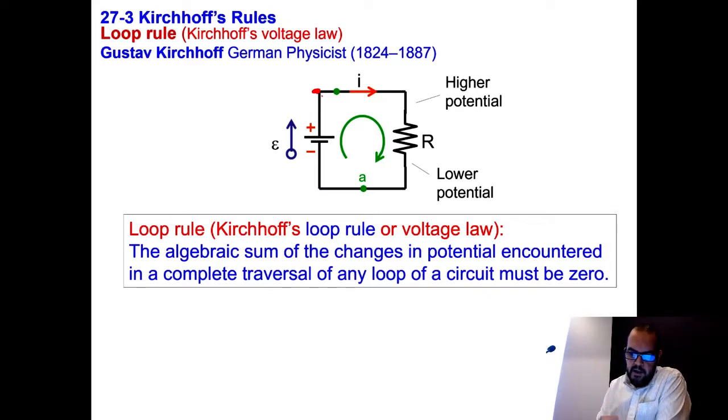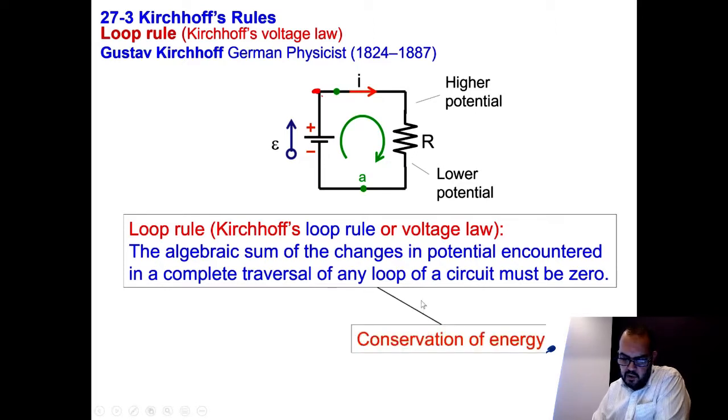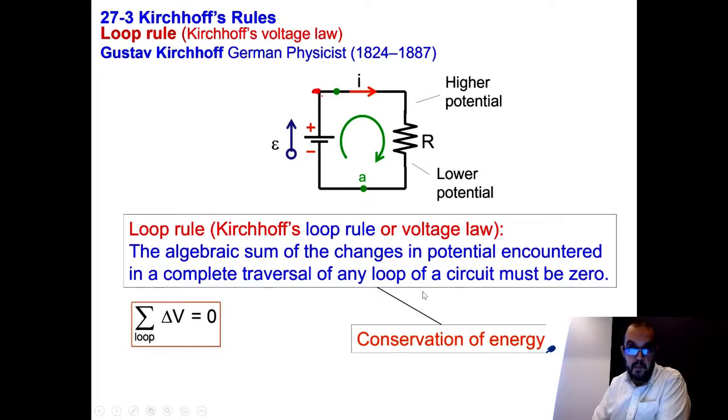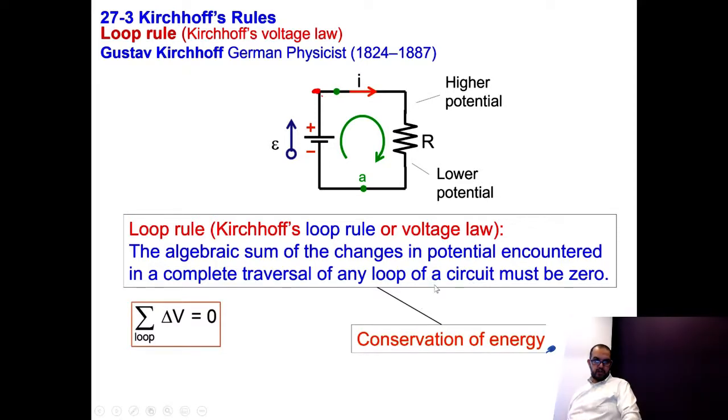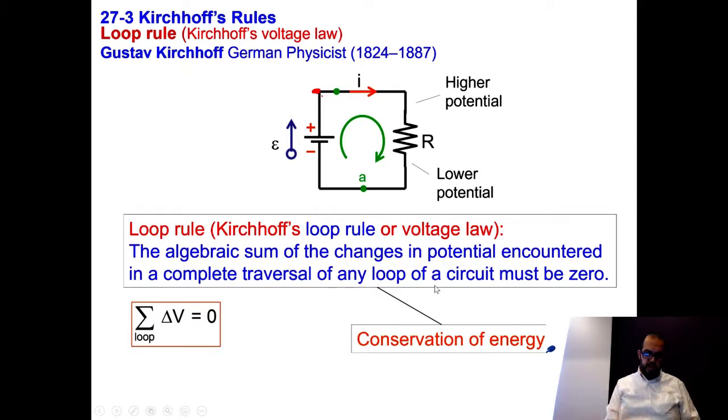All right, and usually we pick a direction for the loop. So we can pick clockwise or counterclockwise, doesn't matter. Okay, so this has to do with conservation of energy. And so we write it, the sum of the voltages around a loop has to be equal to 0. And we will see how we can apply it. So let me apply it here.